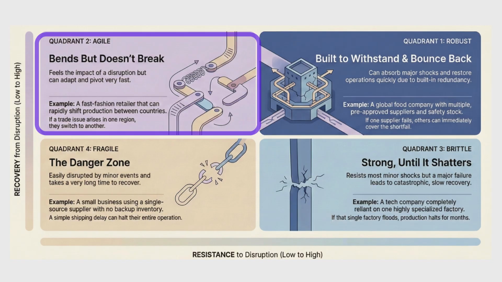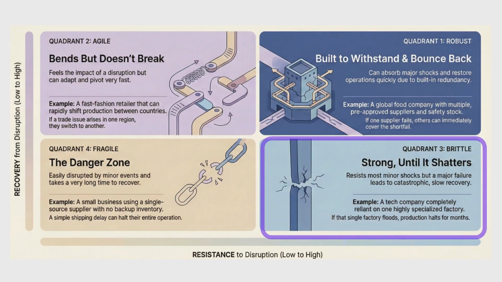Quadrant 2, agile, bends but doesn't break. Supply chains in this quadrant have low resistance but high recovery. They do feel the impact of disruptions, but they can adapt and pivot very quickly. The example is a fast fashion retailer that rapidly shifts production between countries. If a trade issue arises in one region, they immediately switch to another source. Their strength lies in speed, flexibility, and the ability to reconfigure operations almost instantly.